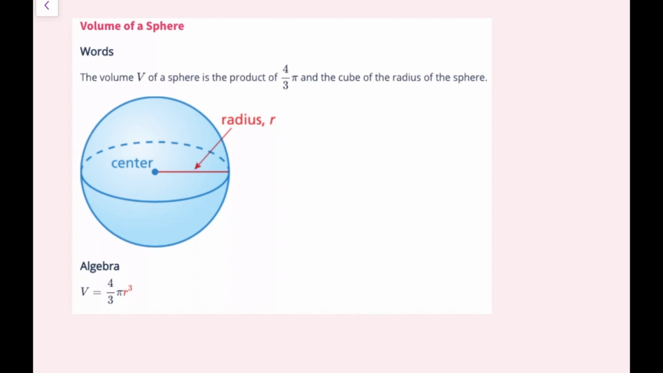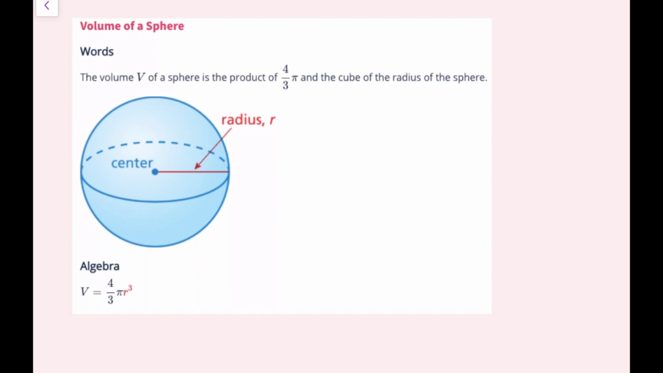All right, so we're going to talk about the volume of a sphere right now. And the volume V of a sphere is the product of 4/3 pi and the cube of the radius of the sphere. So the only dimension here that we really need to worry about when calculating the volume is the radius, okay?